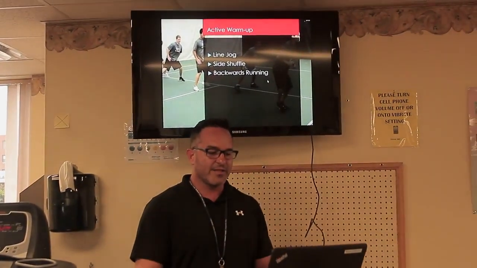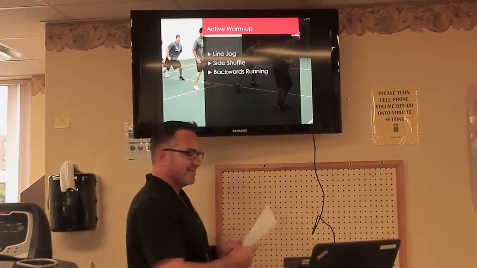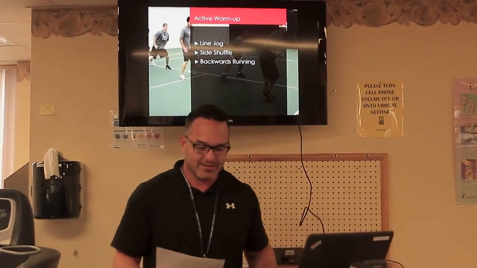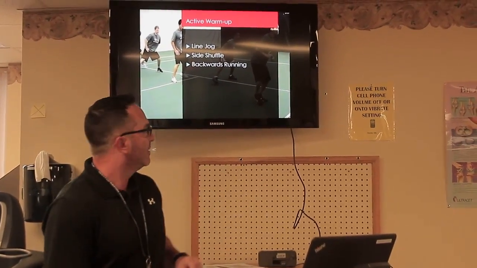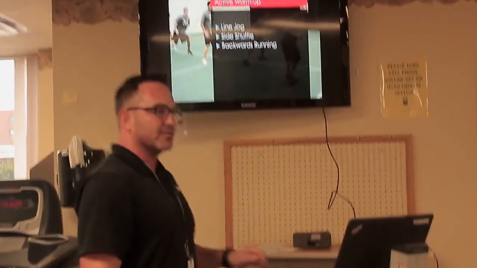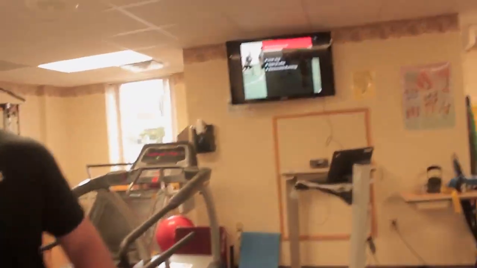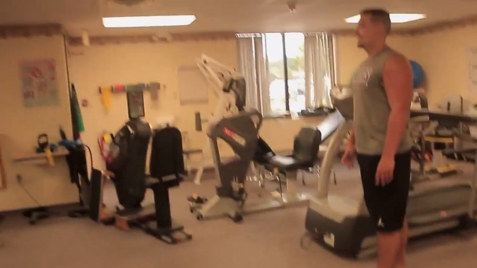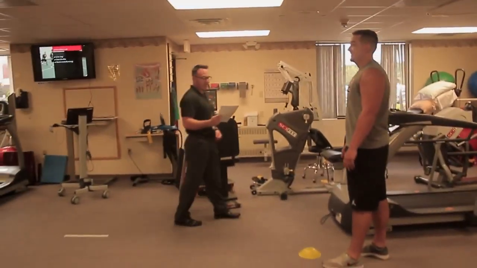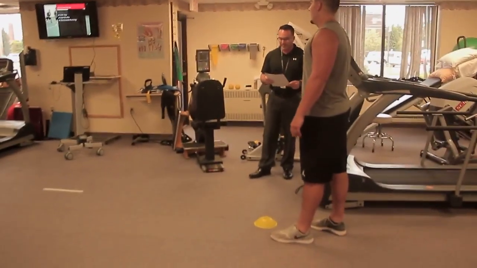Okay, so we're going to get into the actual program details. The active warm-up has 3 components: a line jog, a side shuffle, and a backwards run. We're going to have a couple of our stellar athletes complete this program. What we're trying to accomplish with a warm-up is warming up and cooling down, a critical part of the training program.